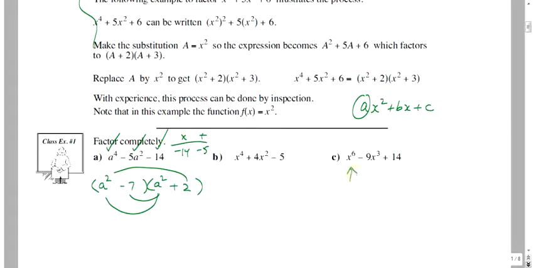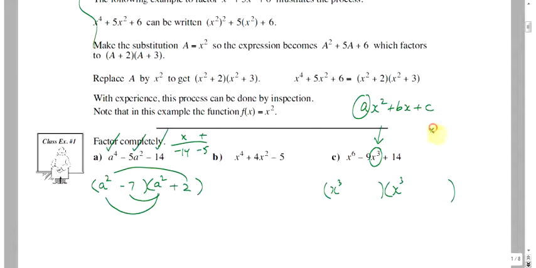A is still 1. Let's try this by inspection. What times what is x to the 6th power? These have to be the same, remember? Here's your clue. What's this term? X cubed. Okay? X cubed times x cubed is x to the 6th.